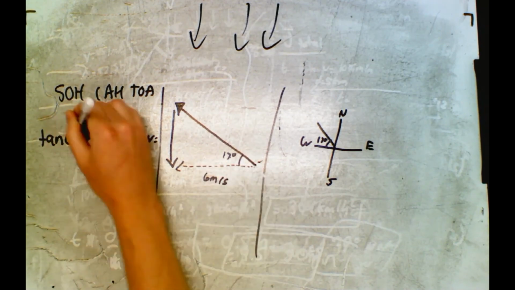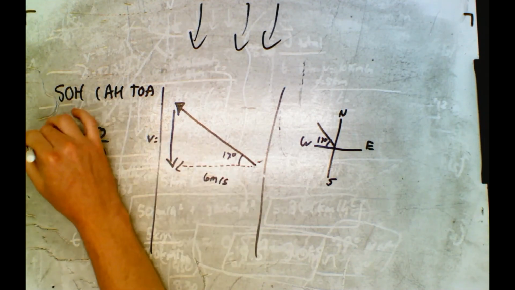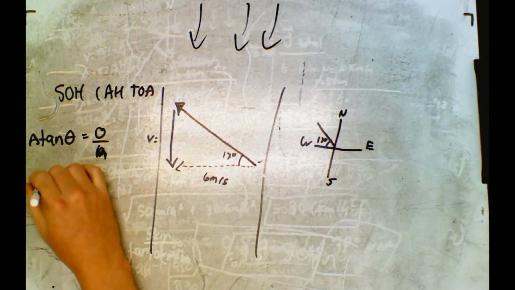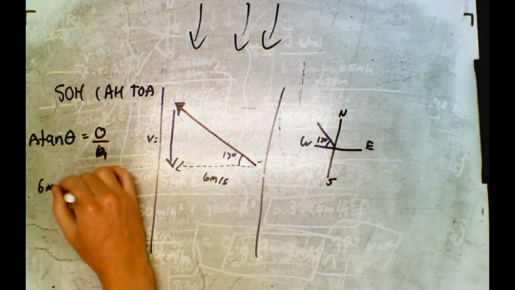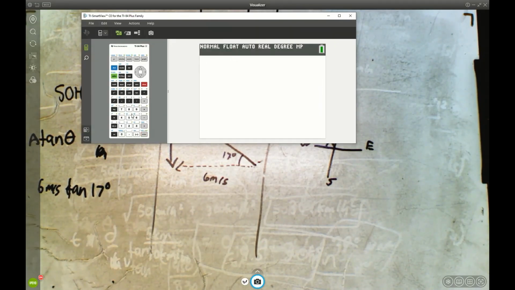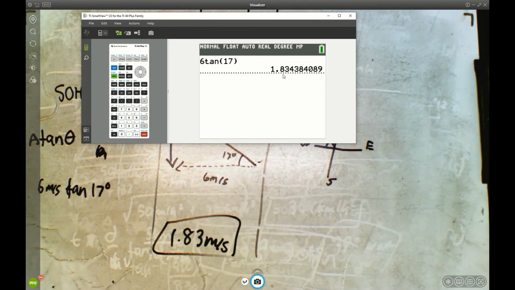So we set it up: tan theta equals opposite over adjacent. We want to find opposite, so we just move adjacent up there. Well, that's really easy. We just go 6 meters per second times tan of 17 degrees. So if I go 6 tan 17, then I end up getting the speed of the river, which is 1.83 meters per second. Okay, south. But it just asks for speed, so direction doesn't matter.